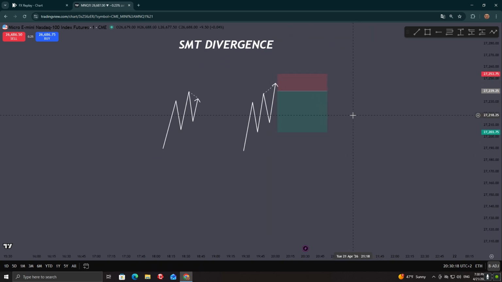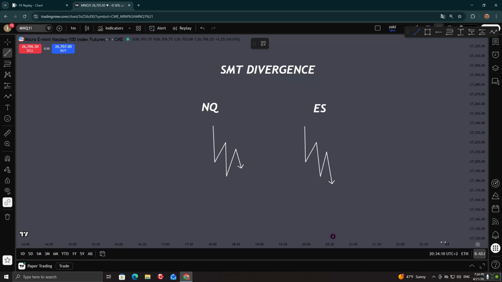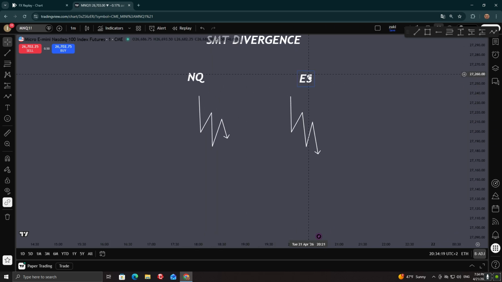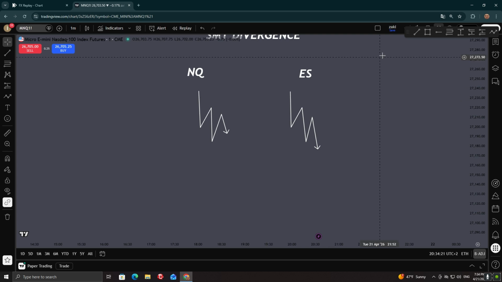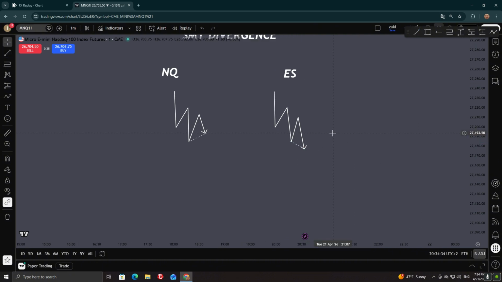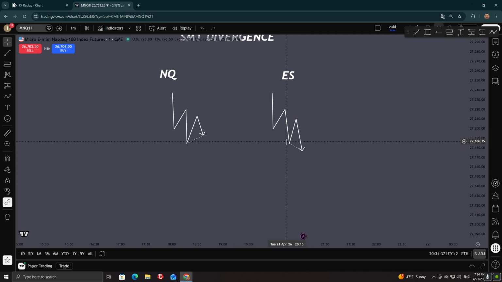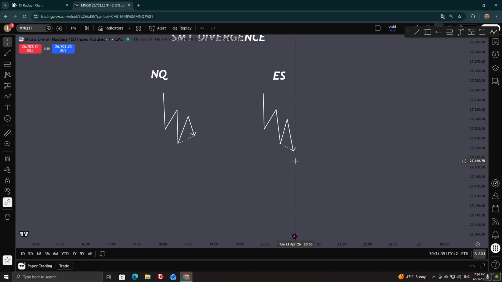And I'll also be showing you a bullish example. Okay, so here's a bullish example of an SMT. As you can see, we're trending downwards, creating lower lows and lower highs on Nasdaq, and we're doing the same on ES. But the difference is at this low right here, you can see that Nasdaq fails to take this low out, and ES takes this low out right there. This creates a bullish SMT, and this can cause the market to pump.